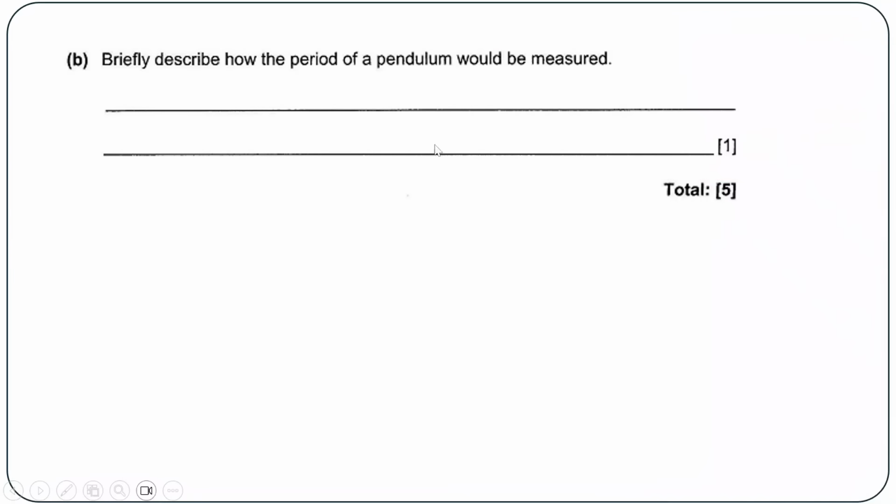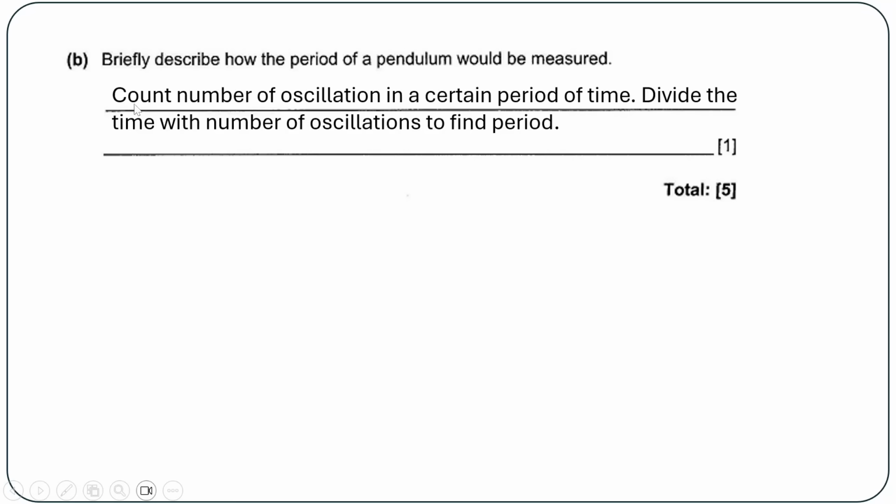So we move to question 2(b), which says briefly describe how the period of a pendulum would be measured. How many marks? 1 mark. So briefly, you just say it in brief: count the number of oscillations in a certain period of time, then divide the time by the number of oscillations to find the period. You need to count the number of oscillations or swings done by that simple pendulum in a certain period of time, then divide the time taken by the number of oscillations that have occurred.